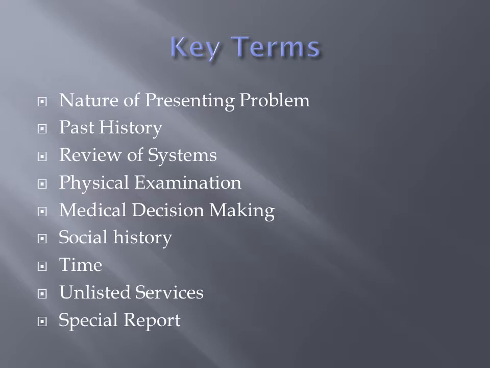Medical decision making involves consideration of all available information, including history, physical exam, diagnostic laboratory test, imaging studies, and other individualized information regarding the patient to determine possible diagnosis and treatment options for the patient's medical condition. Your social history is a review of the patient's non-medical information. This might include drinking, smoking.